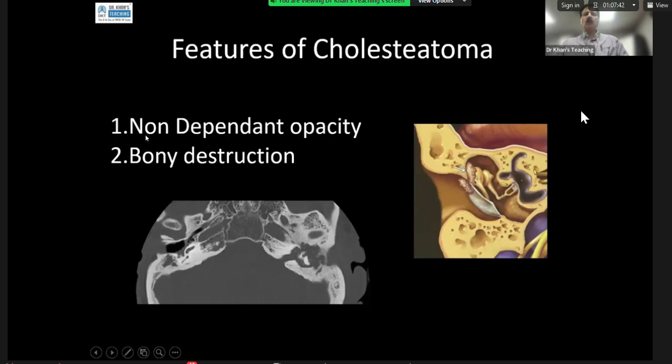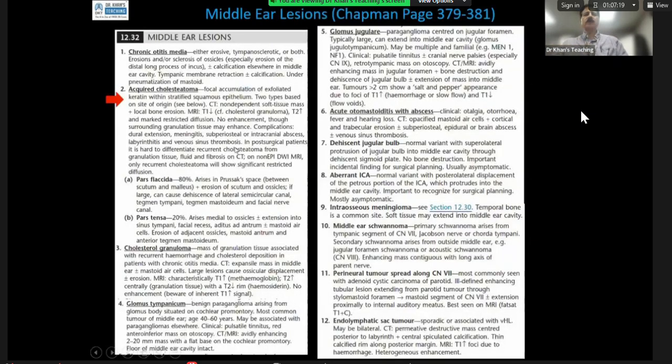Key findings on a CT scan are two. One is that non-dependent opacity with bony destruction. Where and how the bony destruction will be, we will see. But how good are we on a CT scan to diagnose cholesteatoma? Our sensitivity and specificity is not very good, which is obvious. But these are the two key points which we remember. And you see, this is the concept, focal accumulation of exfoliated keratin within stratified squamous epithelium. This will not enhance either on CT scan or on MR.